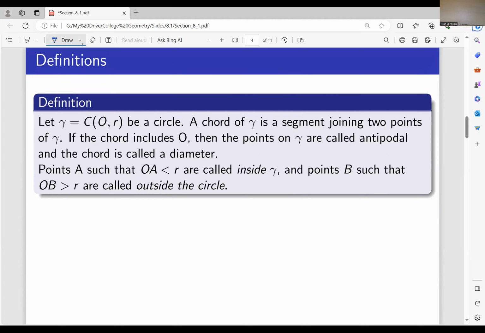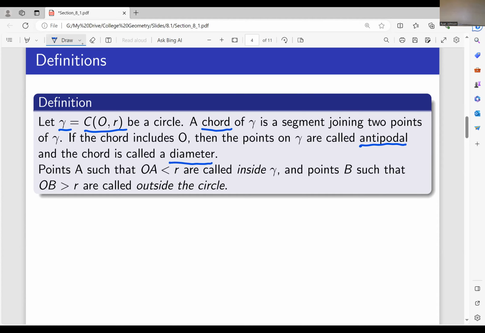Now, some more definitions. There are lots of definitions in this section because this whole circle thing creates a whole bunch of different things we need to name. Let gamma be a circle centered at O with radius R. A chord, that's a new word, a chord of gamma is a segment joining 2 points of gamma. If the chord includes O, then the points on gamma are called antipodal, and the chord is called the diameter. So antipodal is if they're on completely opposite sides and the chord includes the center. And if those points are on opposite sides, their line segment creates a diameter.